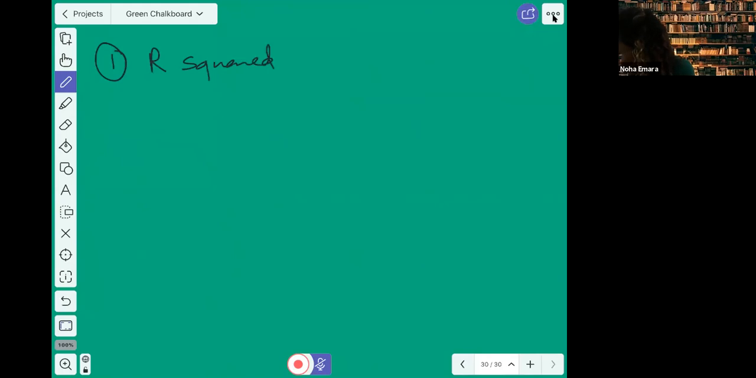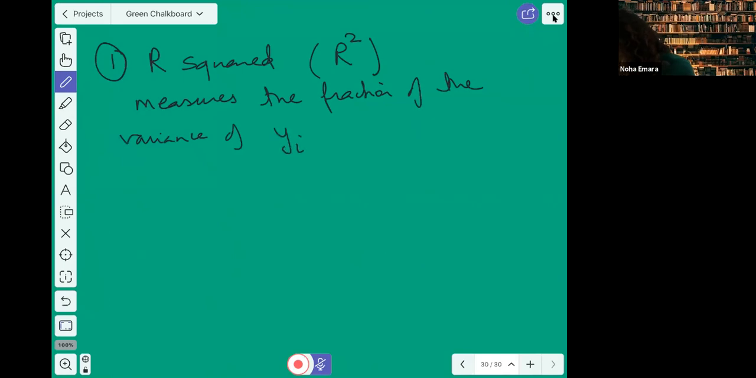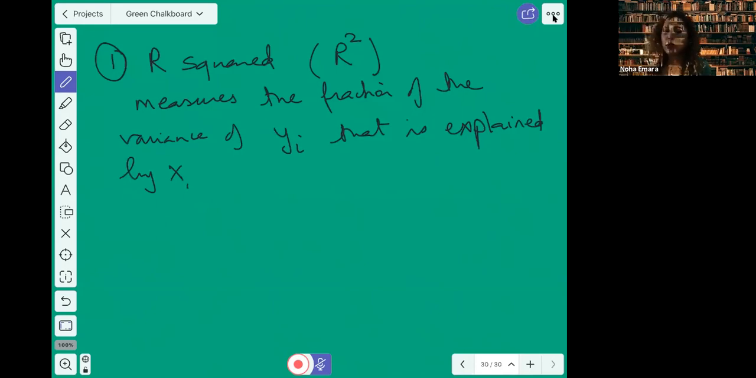Okay, the R squared, or we write it this way. What is the R squared? The R squared is just a statistic that measures the fraction of the variance of yi that is explained, and the word explained is very important, by xi. And here I'm assuming that I just had one x, but if I have multiple x's, then it is the extent of the explanation of x1, x2, x3, up to xk for the variations of y.